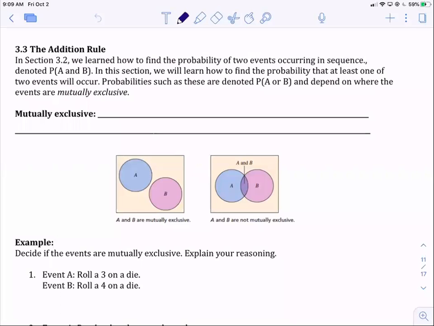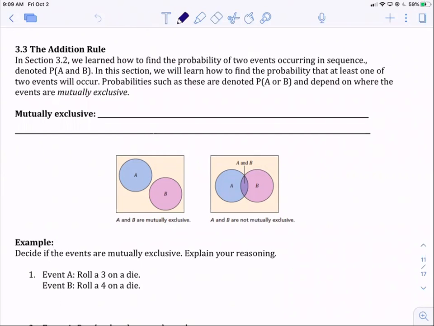Okay, so now we're going to look at the addition rule. In 3-2, we learned how to find the probability of two events occurring in sequence, denoted the probability of A and B. In this section, we're going to look at how to find the probability that at least one of two events occurs, so the probability of A or B, and it depends on whether the events are mutually exclusive.